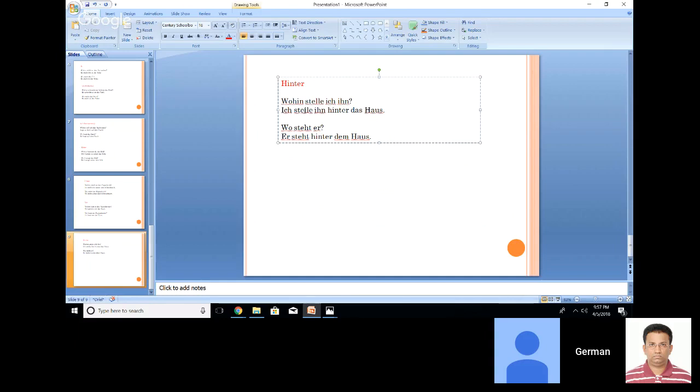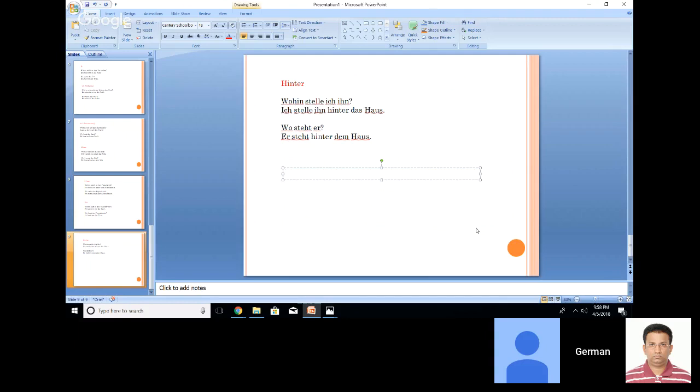Hinter means behind. So, stellen is to stand. Where should I make him stand? I should make him stand behind the house, right? Yes. And where is he standing? Where does he already stand? He stands behind the house. Here, there is no action involved, it is only position. That's why that is dative case. Over here, I am making him stand somewhere. That's why accusative case.